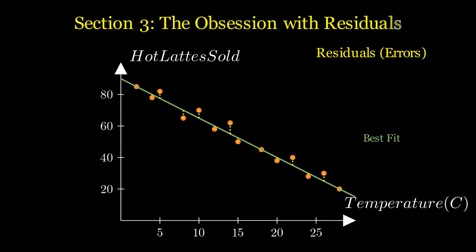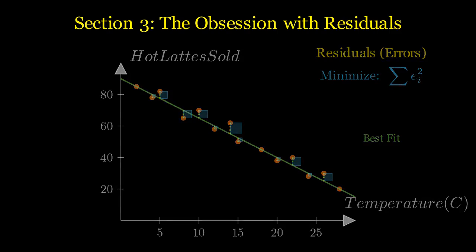Section 2. What is OLS? Ordinary least squares is the most common method for estimating the parameters of a linear regression model. Its philosophy is simple. Minimize the distance between what I predict and what actually happened. It looks at the vertical distance between every data point and the line. These distances are called residuals, or errors.